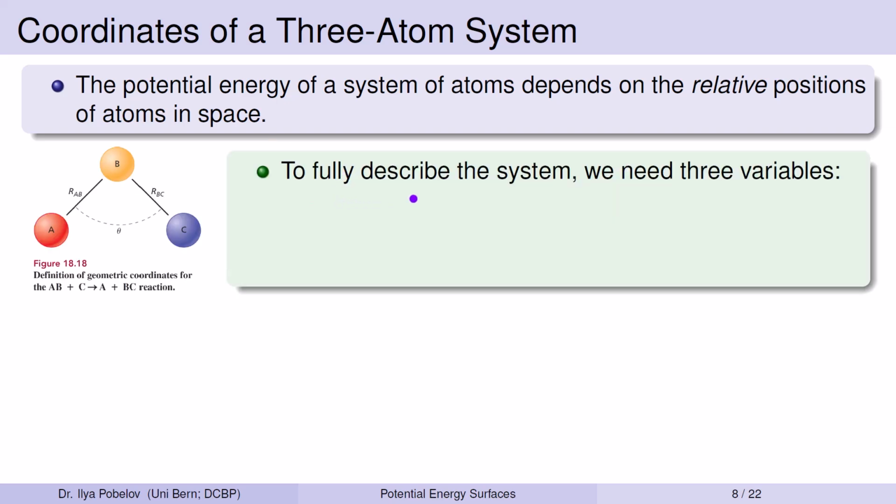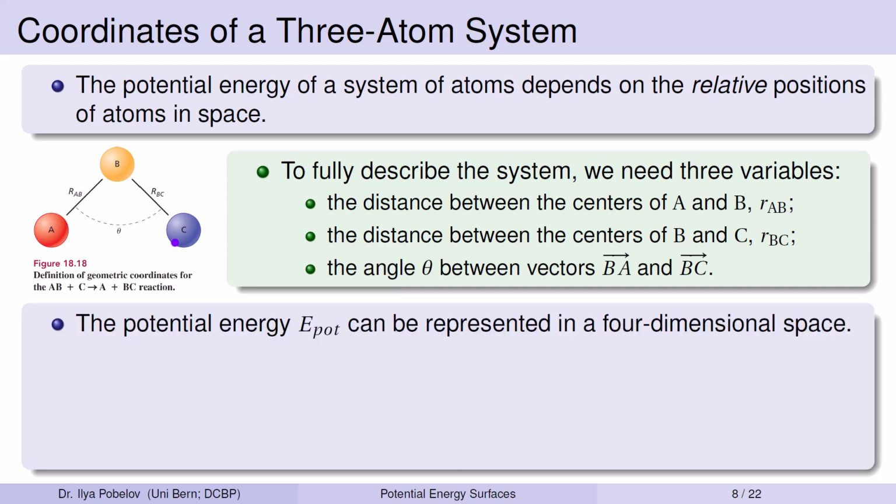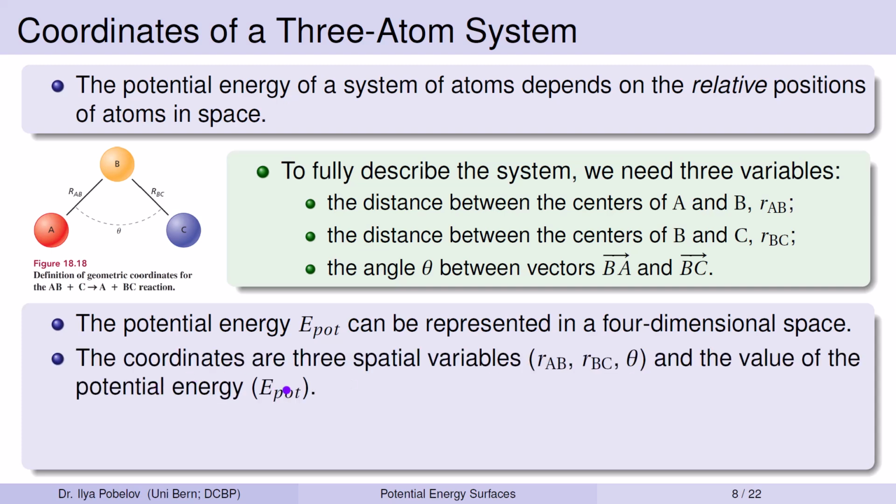To fully describe the system of three atoms, we need three variables: the distance between the centers of atoms A and B, the distance between the centers of atoms B and C, and the angle theta between vectors BA and BC. Mathematically, the potential energy can be represented in a four-dimensional space, where the coordinates are the three spatial variables and the value of the potential energy.